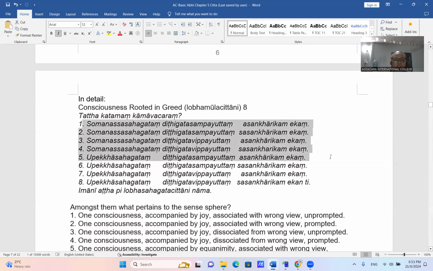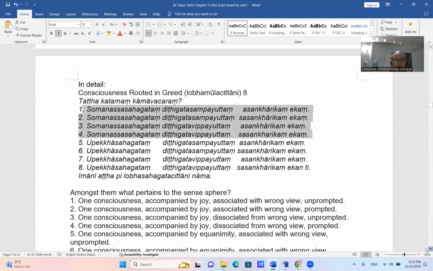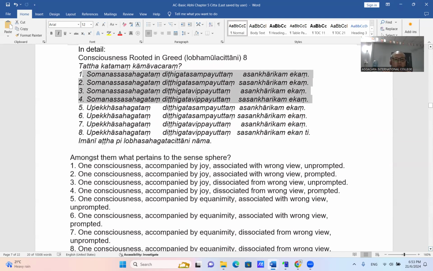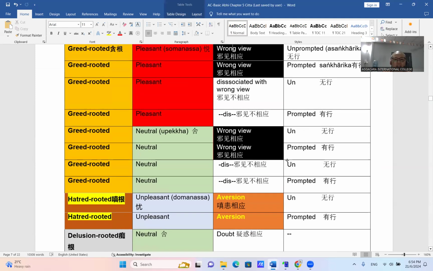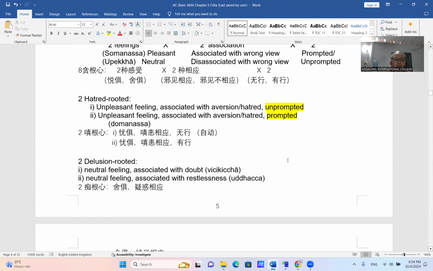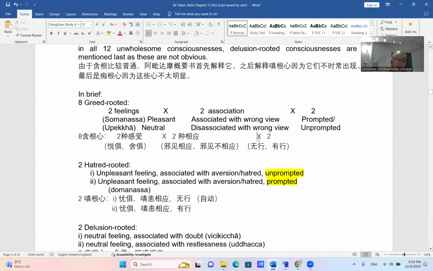Then after you get these 4 with joyful feeling correct, you just repeat the same formula and change from Somanassa 1, 2, 3, 4 to Upekkha. So actually the Pali for 1, 2, 3, 4 is the same as 5, 6, 7, 8, except now we use the word Upekkha. So Upekkha-sahagatam ditthigata-sampayuttam asankharikam ekam. Upekkha-sahagatam ditthigata-sampayuttam sasankharikam ekam. Upekkha-sahagatam ditthigata-vippayuttam asankharikam. Then Upekkha-sahagatam ditthigata-vippayuttam sasankharikam. So the Pali is not so difficult if you understand the formula like just now. If you understand these charts, this 2 times 2 times 2, you get this one. All right.